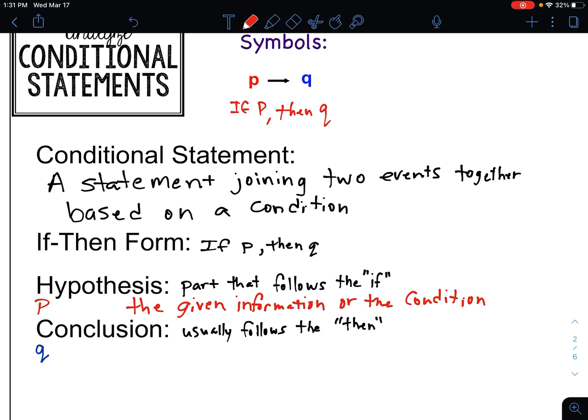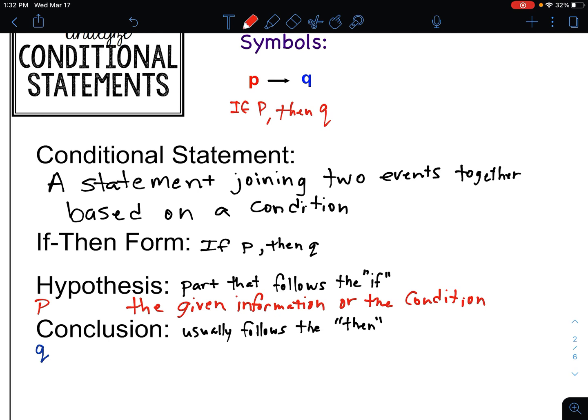Each conditional statement is broken down into two parts, the hypothesis and the conclusion. The hypothesis is that conditional piece. It follows the if. It's that condition, so if it is the weekend, then it is the weekend is the hypothesis. The conclusion usually, and there's a reason why I put usually, follows the then, but it's the ending piece. It is the non-hypothesis. So really you're going to be looking for the if part. That's the hypothesis. The conclusion comes at the end.